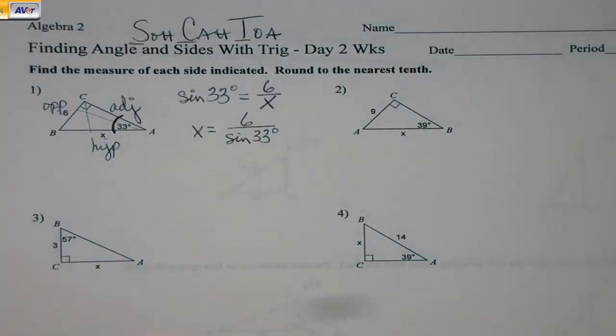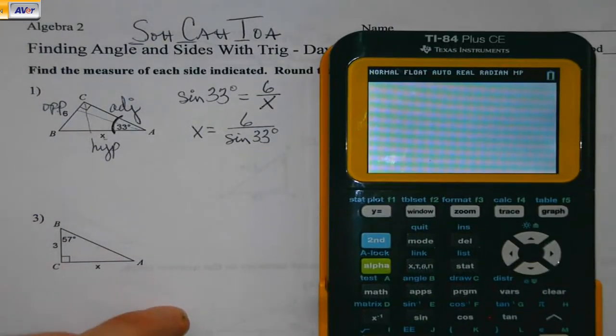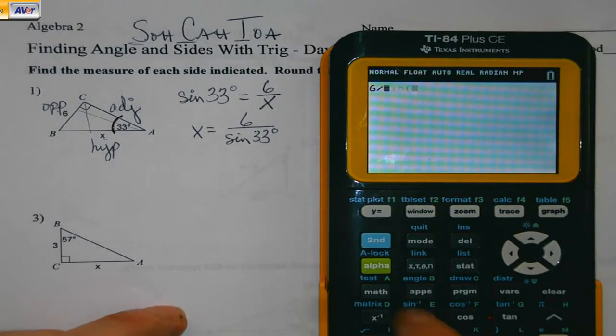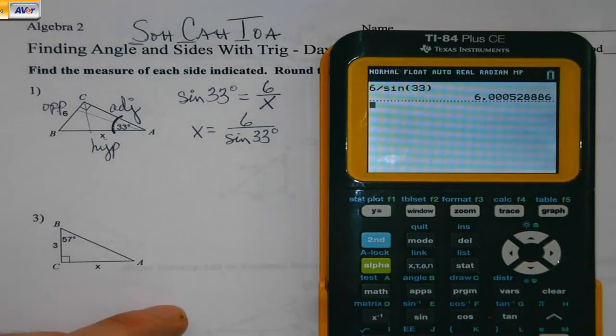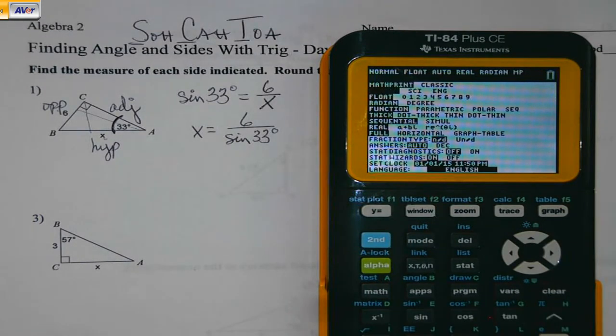So we're going to go ahead. That's 6 divided by sine of 33. Now, some of you may be getting a different answer than this. One of the things we talked about yesterday was the need to make sure that your calculator was in degree mode. Did I do that this time? No. Did it bite me in the butt? Yep. Because check me out. My calculator's in radian mode right now.